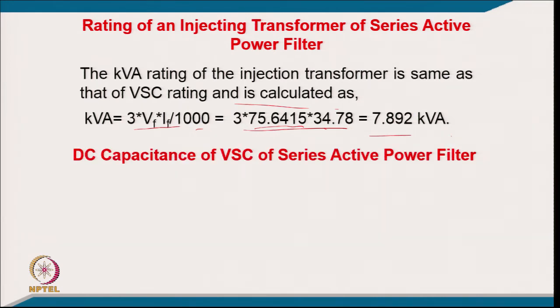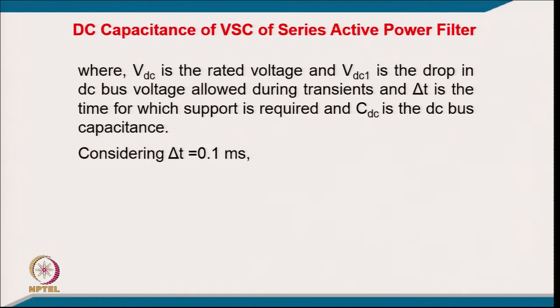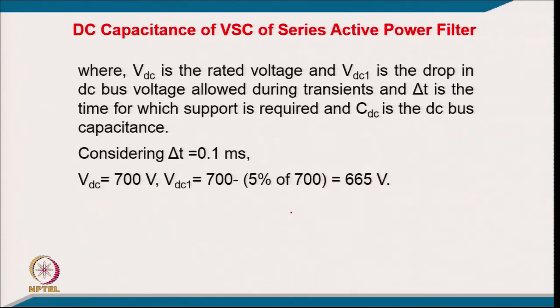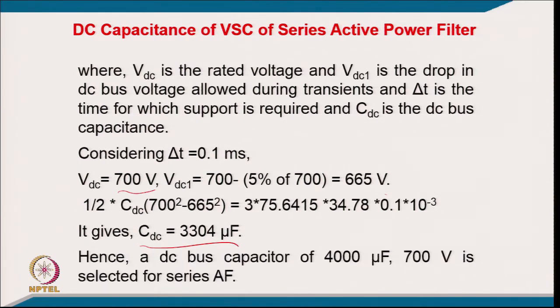Then the DC capacitance of the VSC of the series active power filter we calculate from the same energy balance formula. The DC bus capacitance is selected based on the transient energy required during the change in the load, that is half CDC into VDC square minus VDC 1 square equal to 3 VF IF delta T, where VDC is the rated voltage, VDC 1 is the drop in the DC voltage allowed during the transient, delta T is the time for which the support is required, and CDC is the capacitance. We consider delta T equal to 0.1 millisecond. Keeping all the values, VDC is normally the same as the 700 reference, with a 5% reduction it becomes 665, and putting all the values, the capacitance comes to 3304 microfarad. Hence a DC bus capacitor of 4000 microfarad with 700 volt rating is selected for the series active power filter.